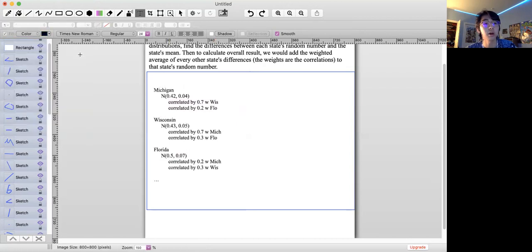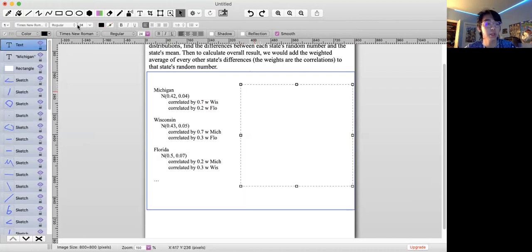And now, as we just said, when we ran the simulation once, we got that for Michigan, we had a simulated value of 0.46, right? And that gave us a difference of 0.04.